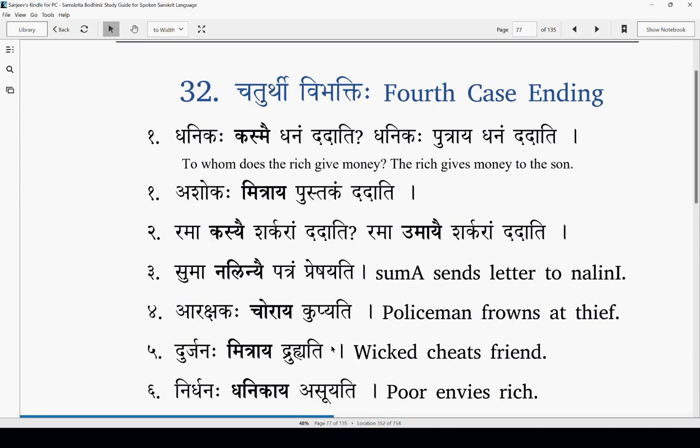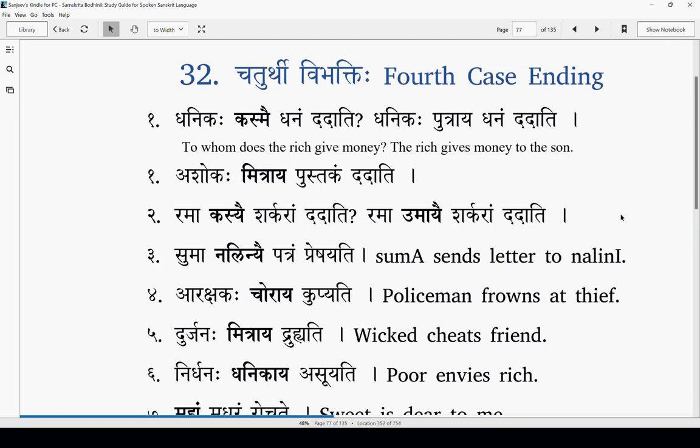महोदय धनिकः कस्मै धनं ददाति. धनिकः पुत्राय धनं ददाति. To whom does the rich give money? The rich gives money to the son. So kasmai, for whom, is the question. And the answer is putraya, for the son, to the son.